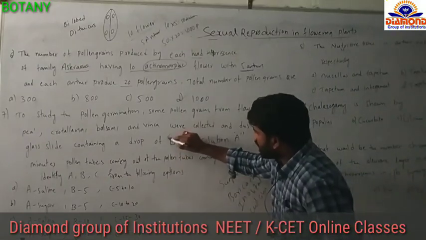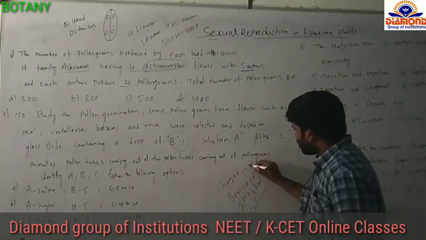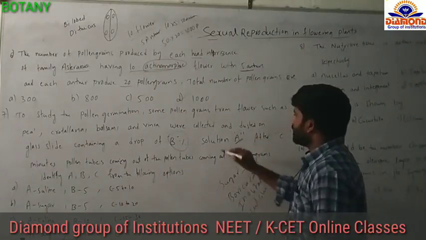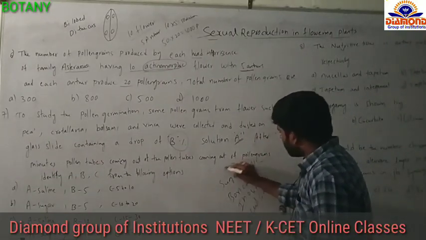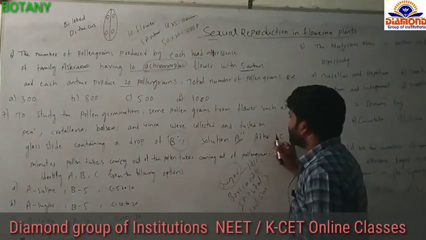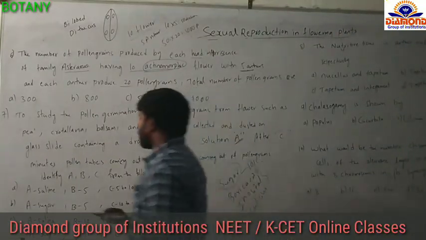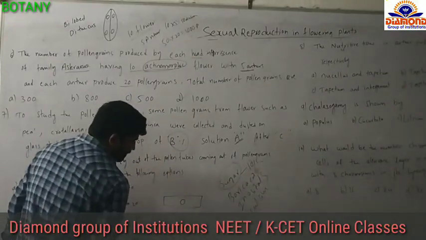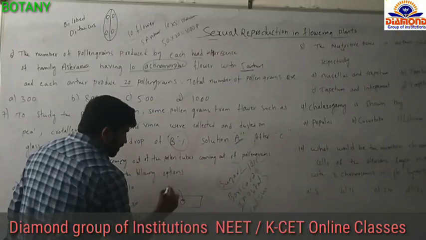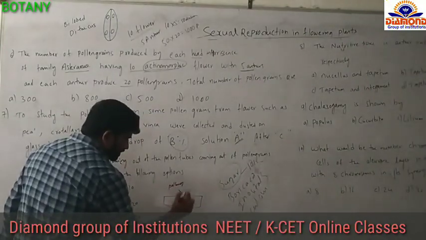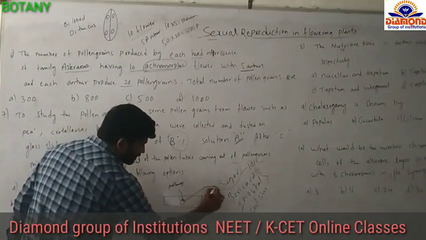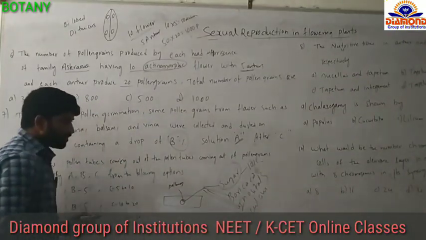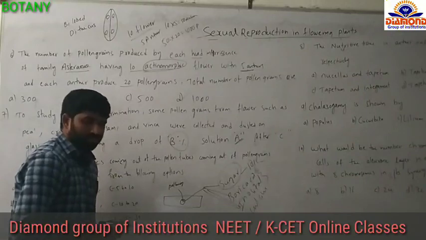So the sugar percentage should be present as 10%, and the solution name is sugar, after adding the pollen grains. This is the slide we are going to add the pollen grains to. That slide contains these chemicals: sugar, boric acid, calcium, and inositol.